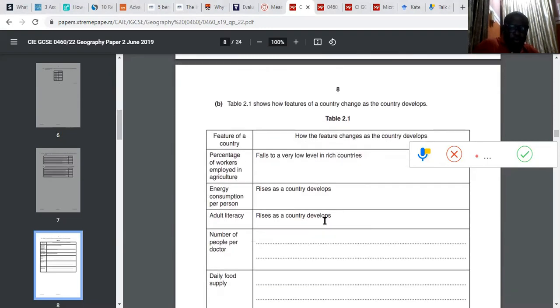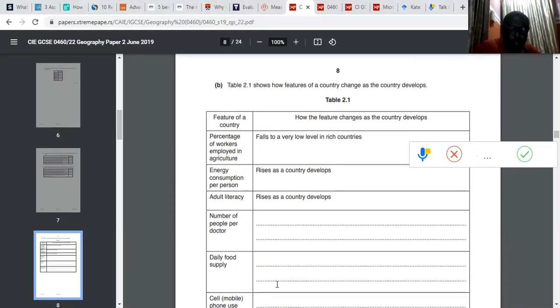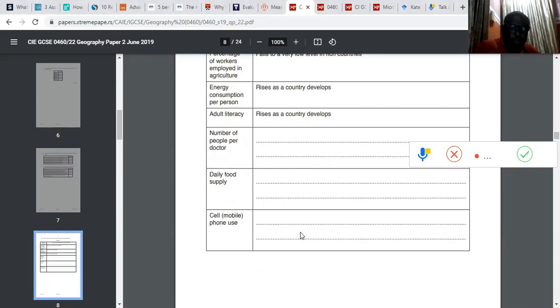How the features of a country change as the country develops. They've already done this. Number of people per doctor, it reduces. So the number of people per doctor reduces as the country develops. Daily food supply, it increases. Then cell phone users, it increases as well. So this one increases, this one decreases as the country develops.